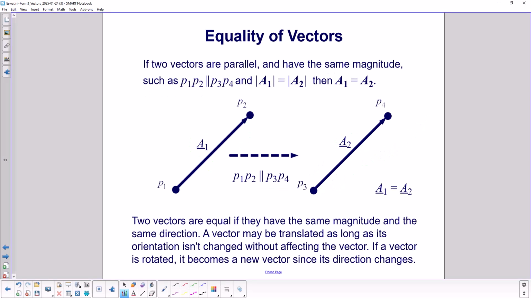If two vectors are parallel and have the same magnitude, such as P1, P2 is parallel to P3, P4. Okay, what is that? Well, here's P1, here's P2, so that's the first vector. Here's the other vector, P3 to P4. And if the magnitude of a1 is equal to the magnitude of a2, then vector a1 is equal to vector a2. Two vectors are equal if they have the same magnitude and the same direction. A vector may be translated as long as its orientation isn't changed without affecting the vector. If a vector is rotated, it becomes a new vector since its direction changes.